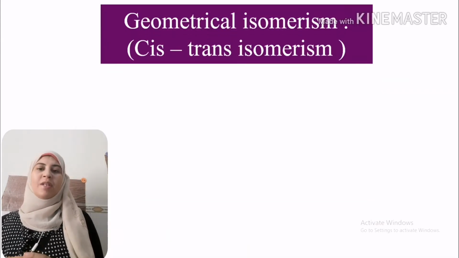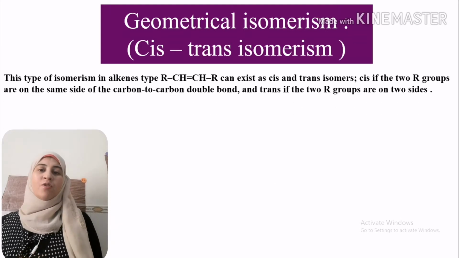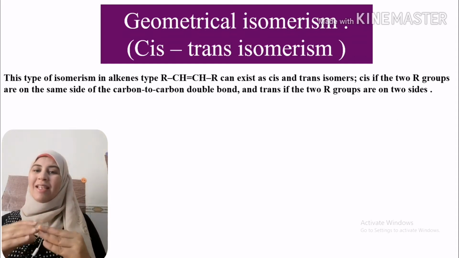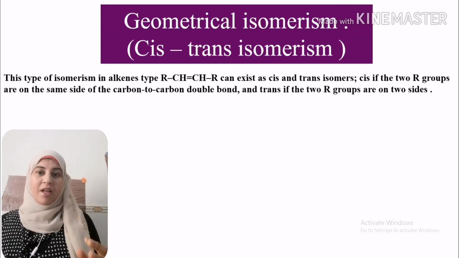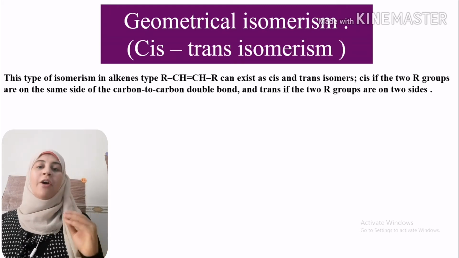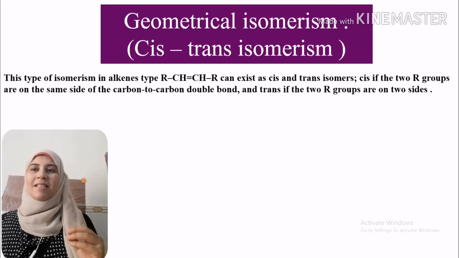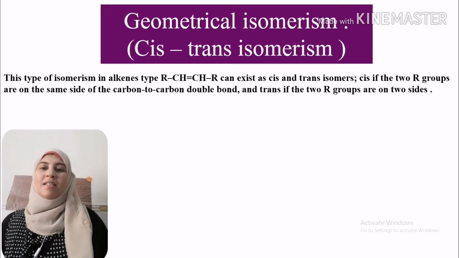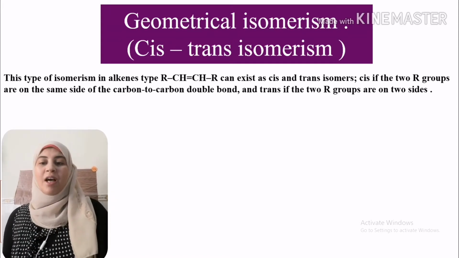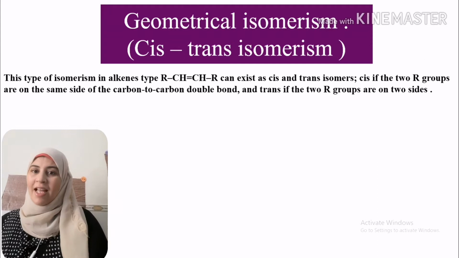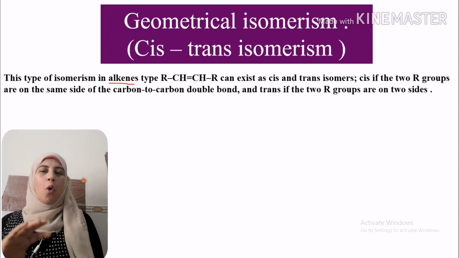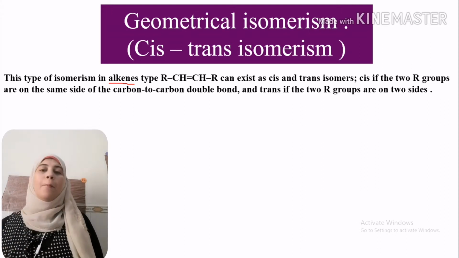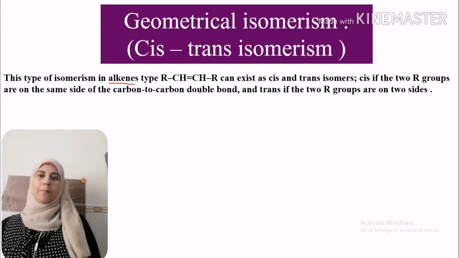At first, for geometrical isomerism, cis and trans isomerism, we must have a compound including a double bond. To have geometrical isomerism, we are talking about alkenes. We can't have geometrical isomerism in alkanes or alkynes. So we are talking about alkenes or cyclic compounds, but mostly alkenes.